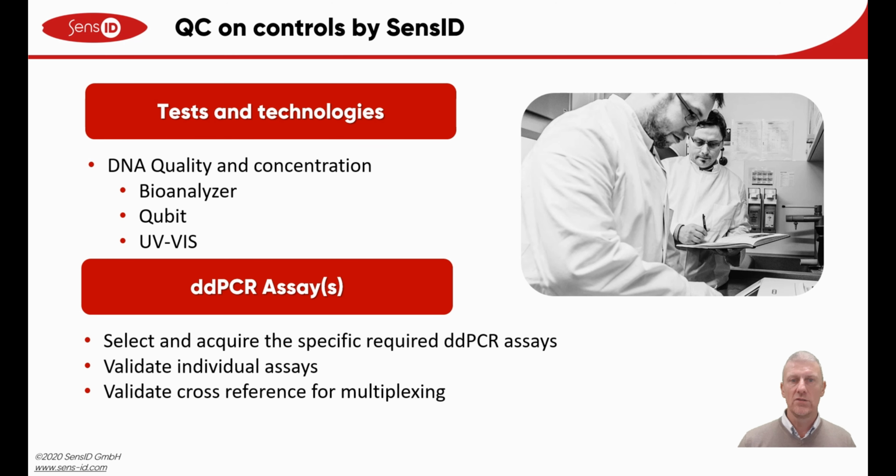Then you have digital PCR assays for the quantitation of the final product and the intermediate product. So in that process, we need to select and acquire specific digital PCR assays, but we need to validate all of them. We just can't use them off the shelf. We really need to validate these assays. And next, because we're making a multiplex, remember you're making a 6-plex here, we need to validate the cross-reactivity. Do they not have influence on one another? So it's a lot of work to be done in the QC of a final product.